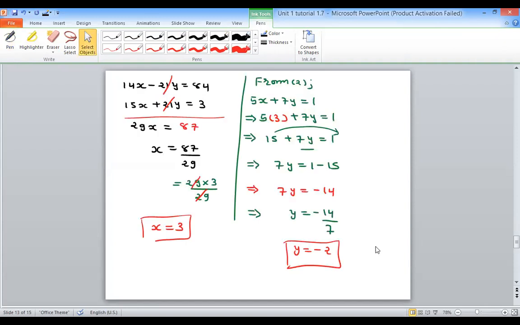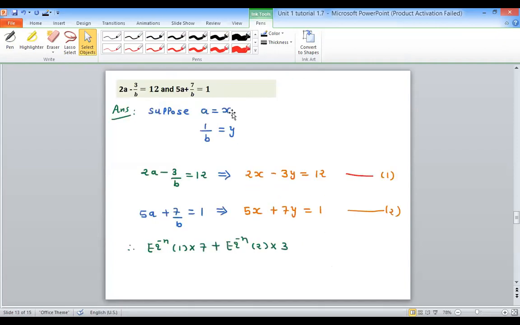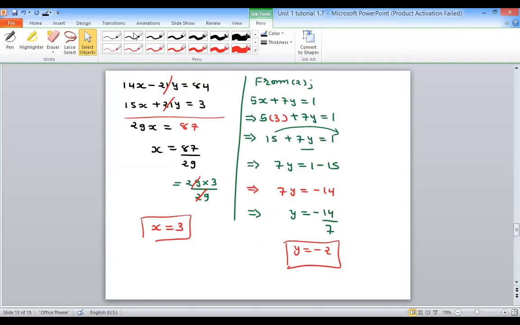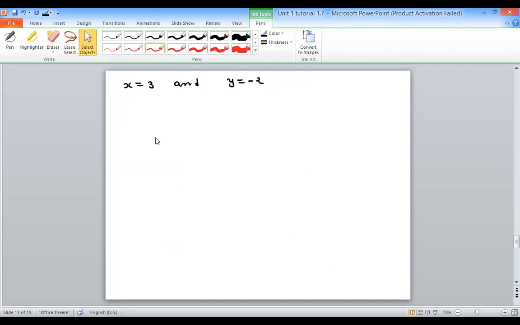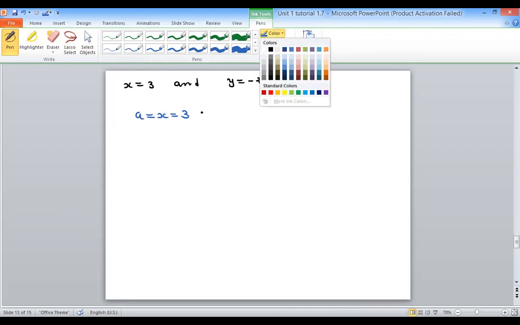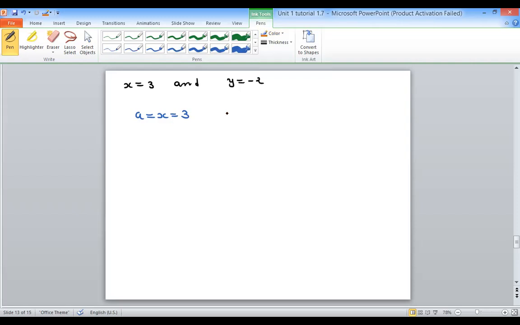Now moving on to supposition term. What you suppose? a is equal to x. So I supposed here a is equal to x and your x is 3. So a is 3 directly. What is your a? a is 3. Now what is your next supposition term? You can suppose 1 upon b is equal to y and your y is minus 2.